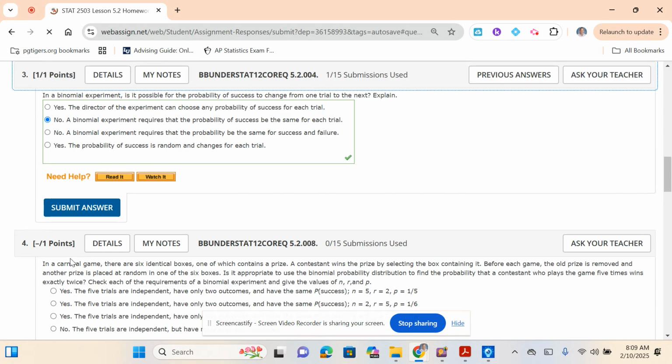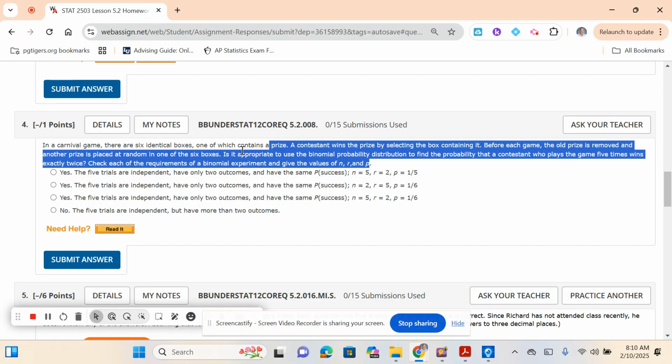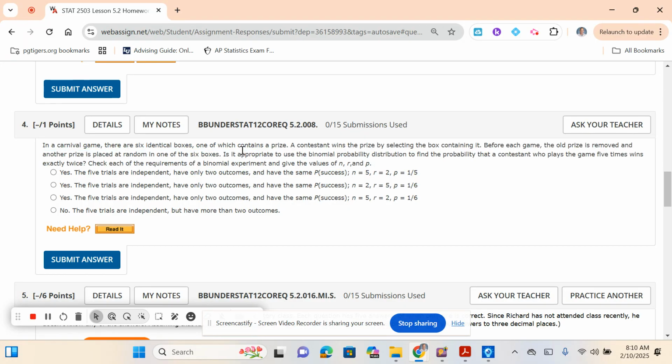So now, we did this in example one in the notes. Let's unpack the fundamentals of a binomial. In a carnival game, there are six identical boxes, one of which contains a prize. The contestant wins the prize by selecting the box containing it. Before each game, the old prize is removed and another prize is placed at random in one of the six boxes. Is it appropriate to use the binomial distribution? Find the probability that a contestant who plays the game five times wins exactly twice.